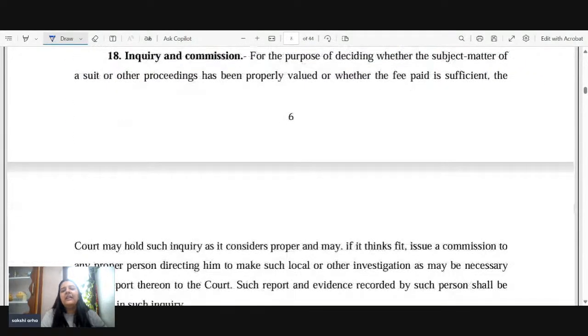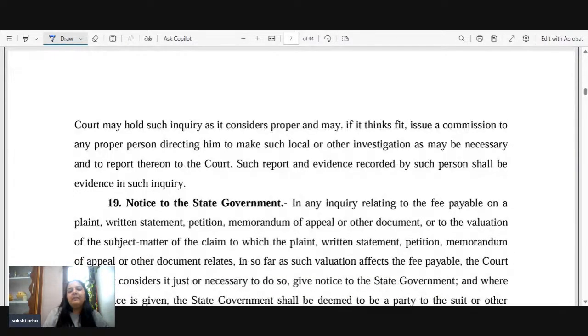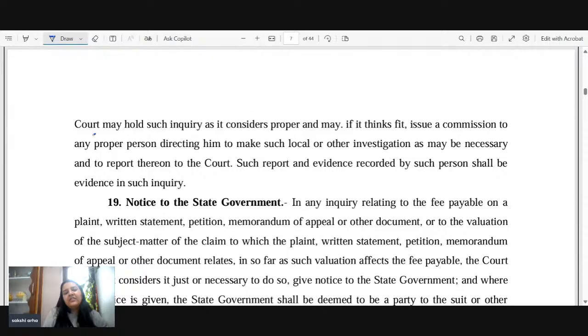Then comes section 18, inquiry and commission. Now, for the purpose of determining the subject matter of suit or other proceeding, whether it is properly valued or not, court एक inquiry भी बिठा सकता है. Court may hold such inquiry as it considers proper. Okay, that plaintiff ने जो value दी है property की, क्या वो proper है या नहीं, उसके लिए court एक inquiry बिठा सकता है. For that inquiry, court can issue commissions. Okay, to proper person who will go there, inspect the property, and then make the report.